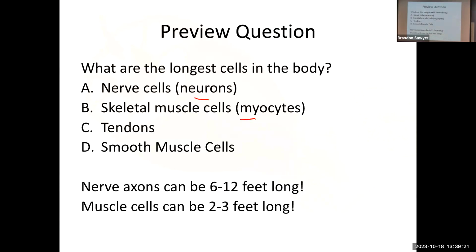Okay, so axons of certain nerves can be up to 6 to 12 feet long, depending on how tall the person is, depending on how much kind of wrapping around things are going on. But then muscle cells can be quite long too, can be 2 to 3 feet long. And that's just a single cell, right? That's the microscopic thing we've been talking about of a cell. So very, very thin, but incredibly long, right?